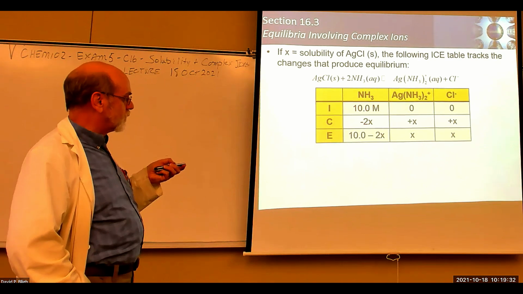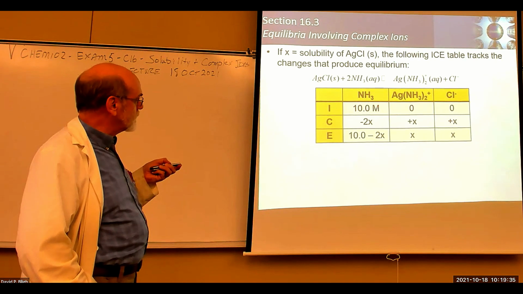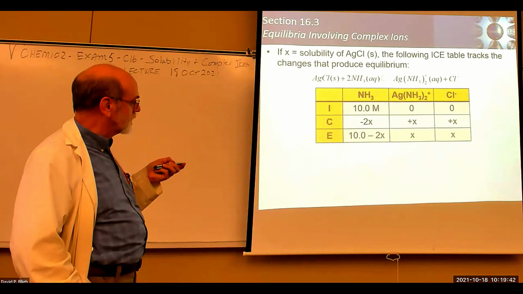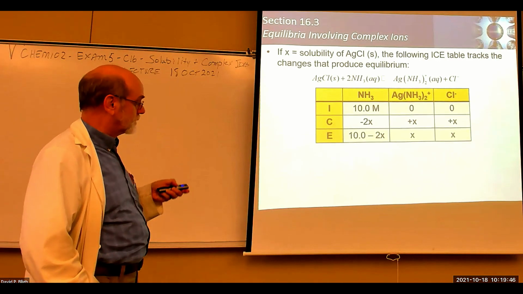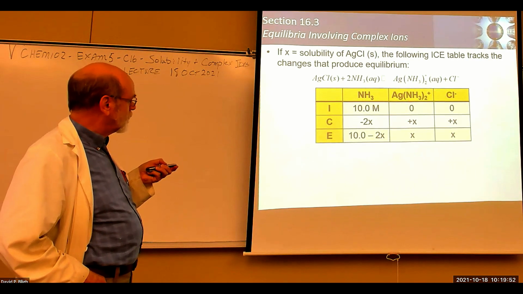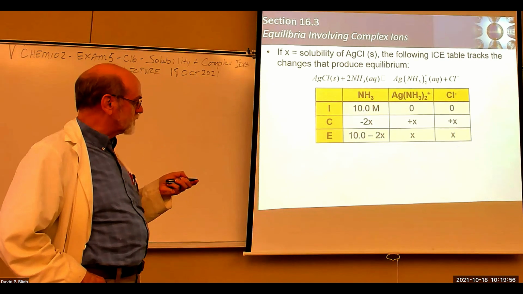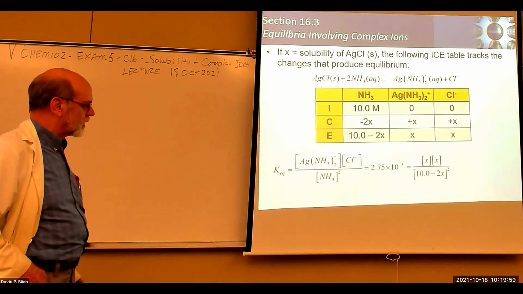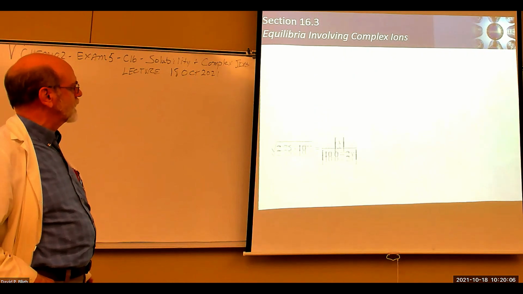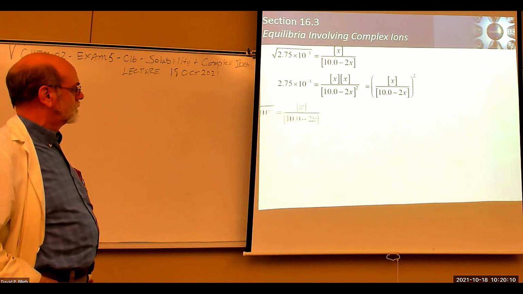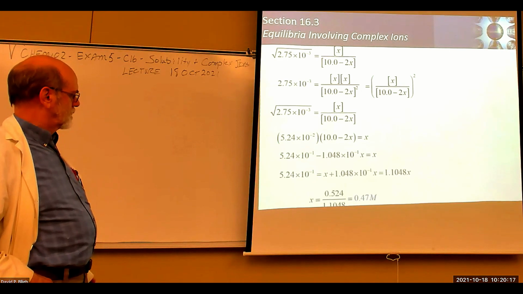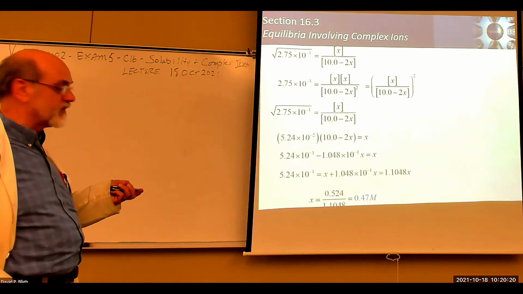So if we have 10 molar ammonia and we're starting off with nothing here, then for every one of these, which is tied to the silver, 1-to-1, X is the solubility of silver chloride. We get 1X here, we get 1X there, but we lose 2 ammonias. So this is the equilibrium situation. Then we just set that equal to the equilibrium constant and solve for X on the next slide. Here we go. And X is 0.47 molar.